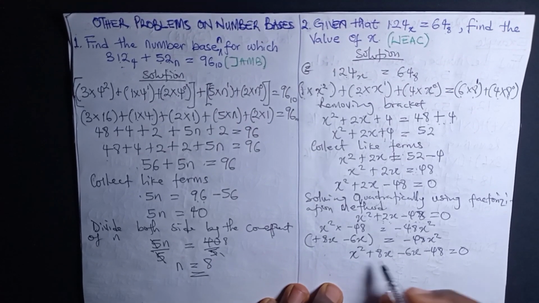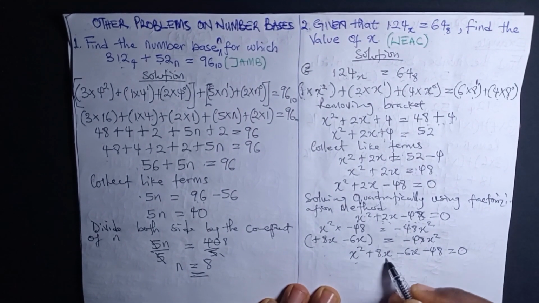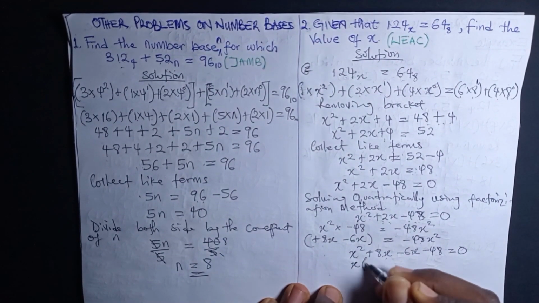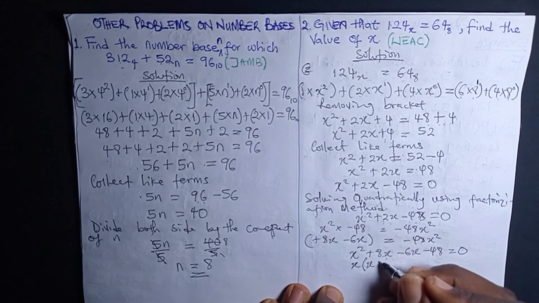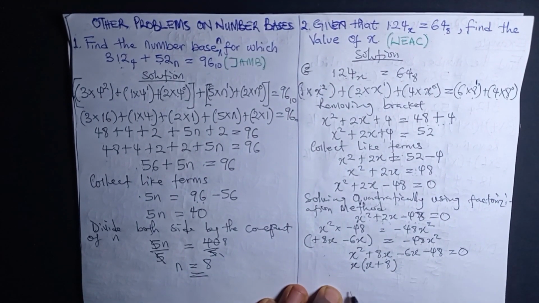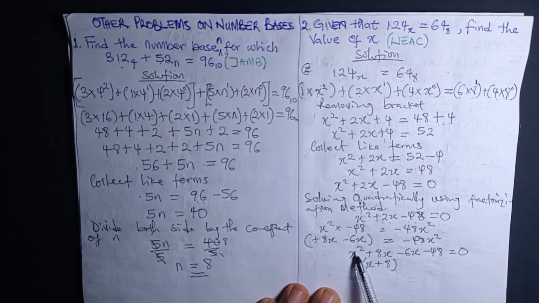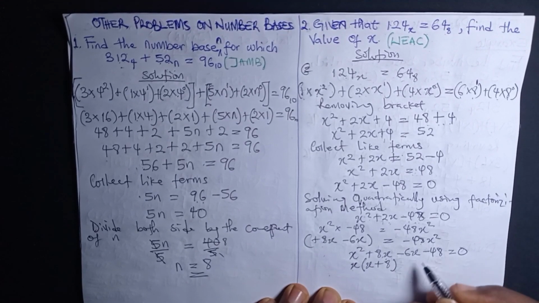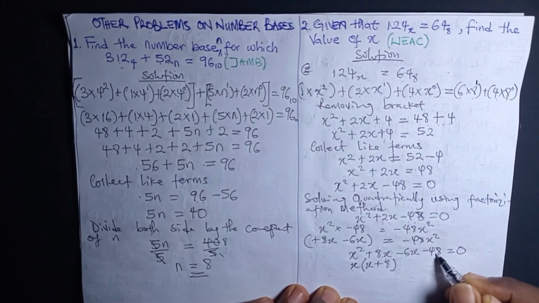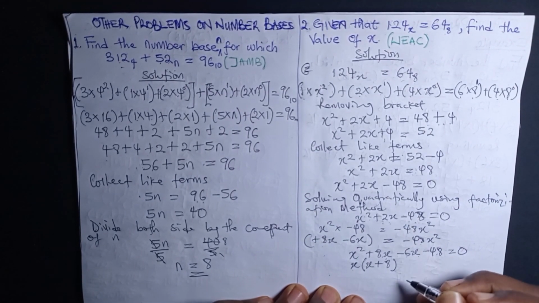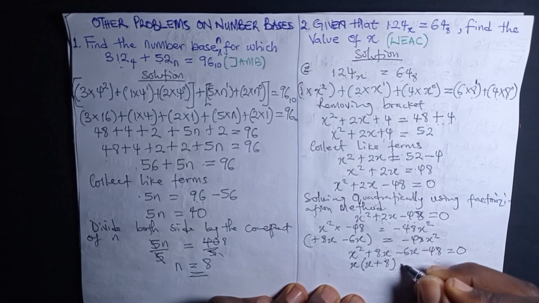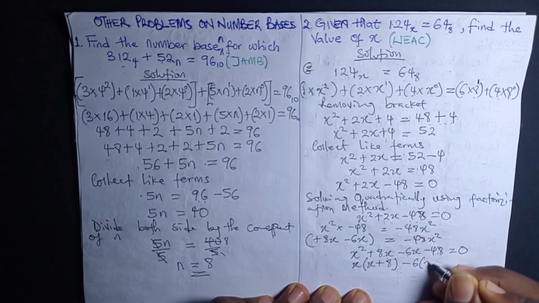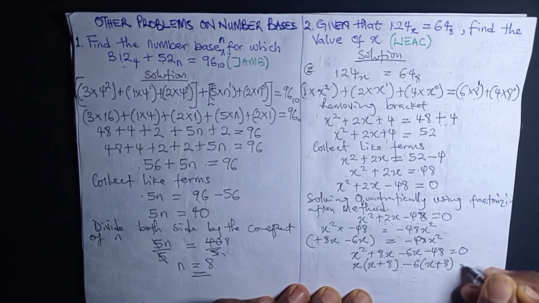Now factorizing, what is common among the first and the second term here? x is common, so we bring out x. x plus 8. If you multiply x times x gives x squared, x times plus 8 gives plus 8x. Now what is common among minus 6x and minus 48? Minus 6 is common. So we bring out minus 6, and what you have is x plus 8 equal to 0.